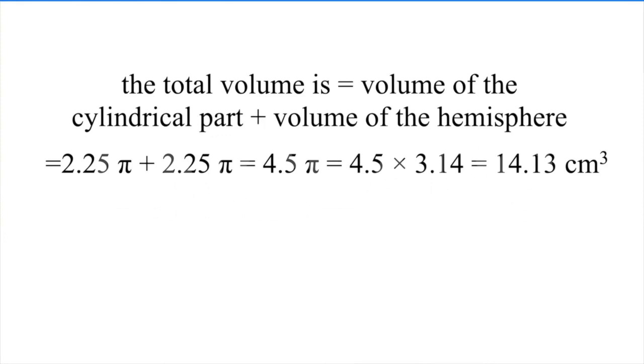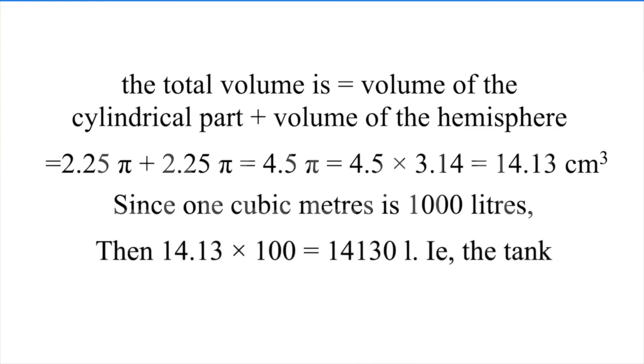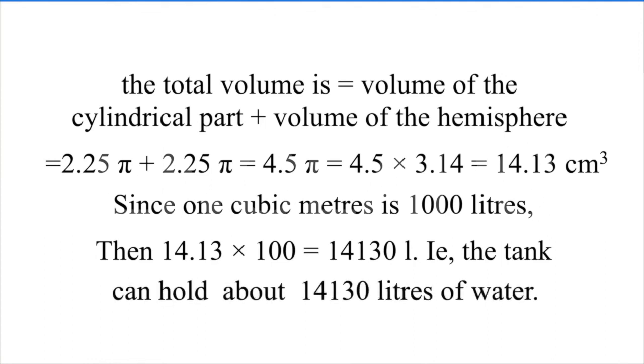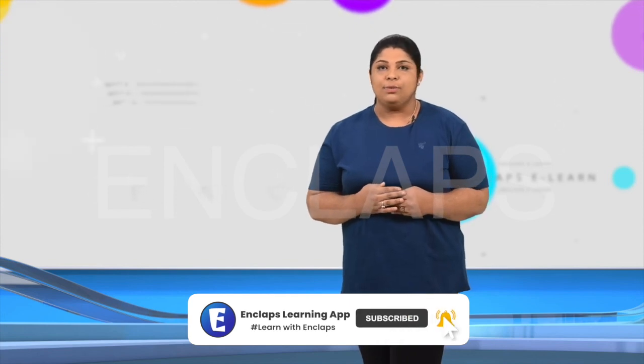cubic meters. Since 1 cubic meter is 1000 liters, 14.13 into 1000 = 14,130 liters. That is, the tank can hold about 14,130 liters of water. Then you should evaluate all the questions given in your textbook and check whether the answers are right or wrong on the MathsLab icon.